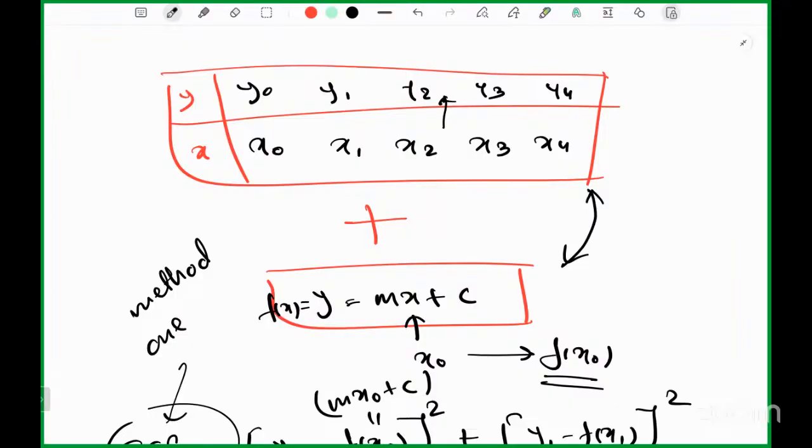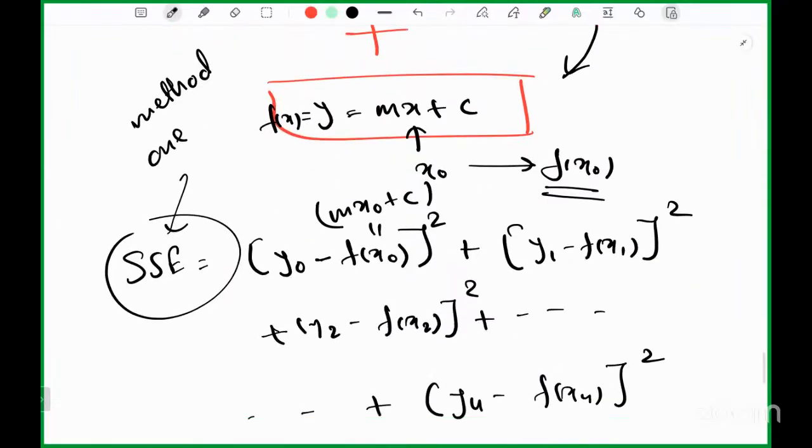Shouldn't we take the square root at the end? No, we haven't taken the square root. We won't take the square root. It's just the squares.